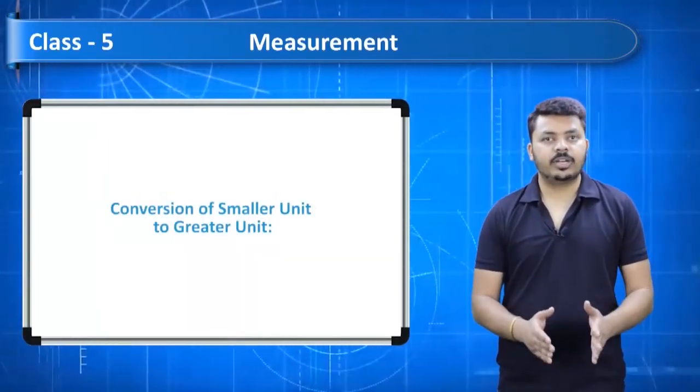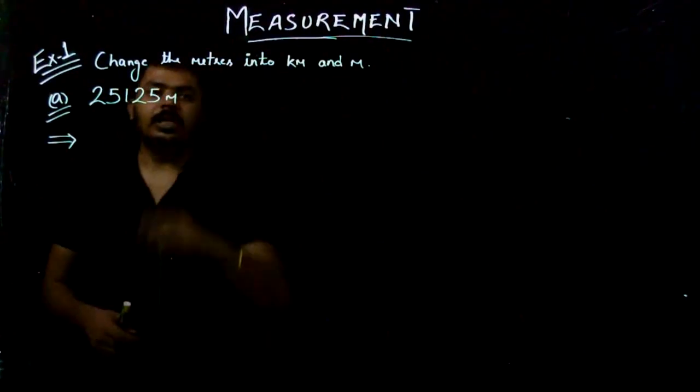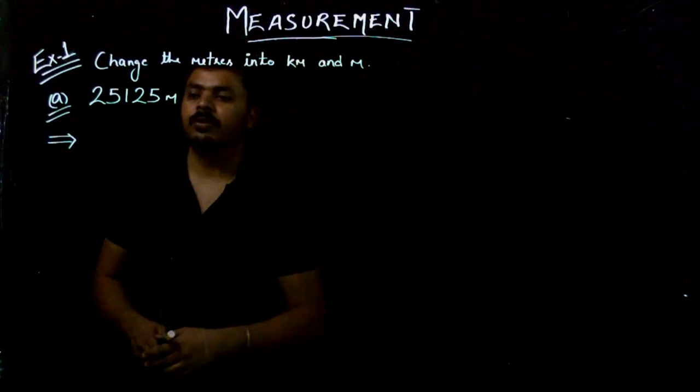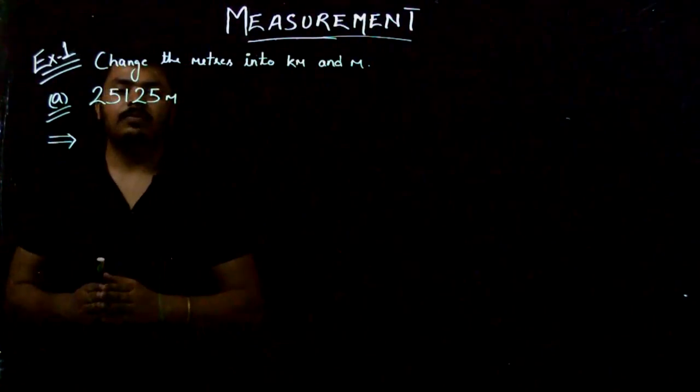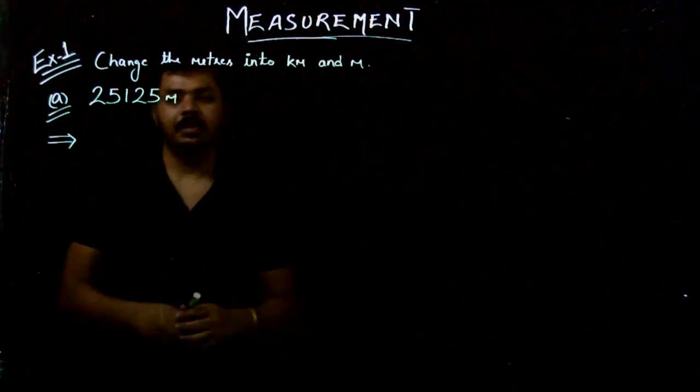Conversion of smaller unit to a greater unit. Now let's see example number 1. Change the meters into kilometer and meter. So we have given some values in meter form and we have to convert it into kilometer and meter form.